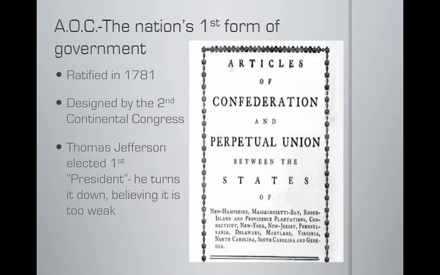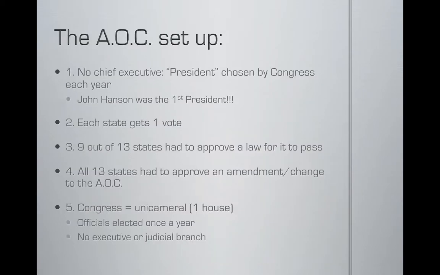And this was just a note that Thomas Jefferson was originally elected to be the first president, but he realizes that this quote-unquote presidential position is nothing but a meeting keeper, somebody who keeps people on task. It's not a really powerful position, and so he said no. So how is the Articles of Confederation set up?